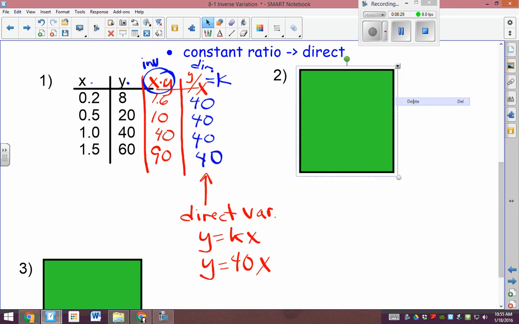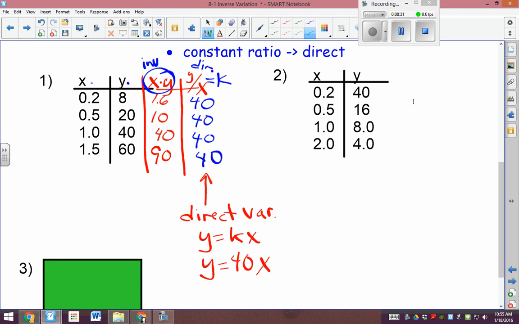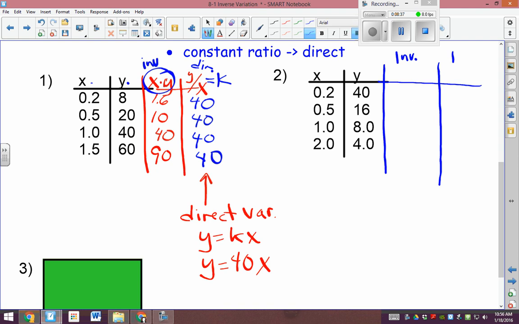Similar. All right, so this time I'm going to do what she did on the last one, and I'm going to check for inverse variation and direct variation. To check for inverse, we multiply x and y. To check for direct, we divide. All right, so 0.2 times 40 is 8. 0.5 times 16 is 8. And 2 times 4 is 8.